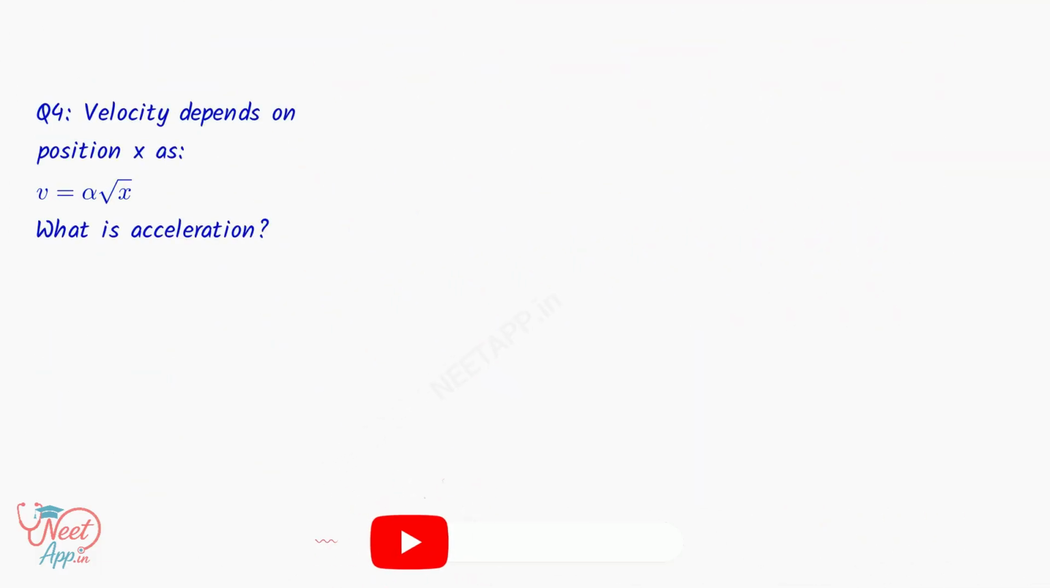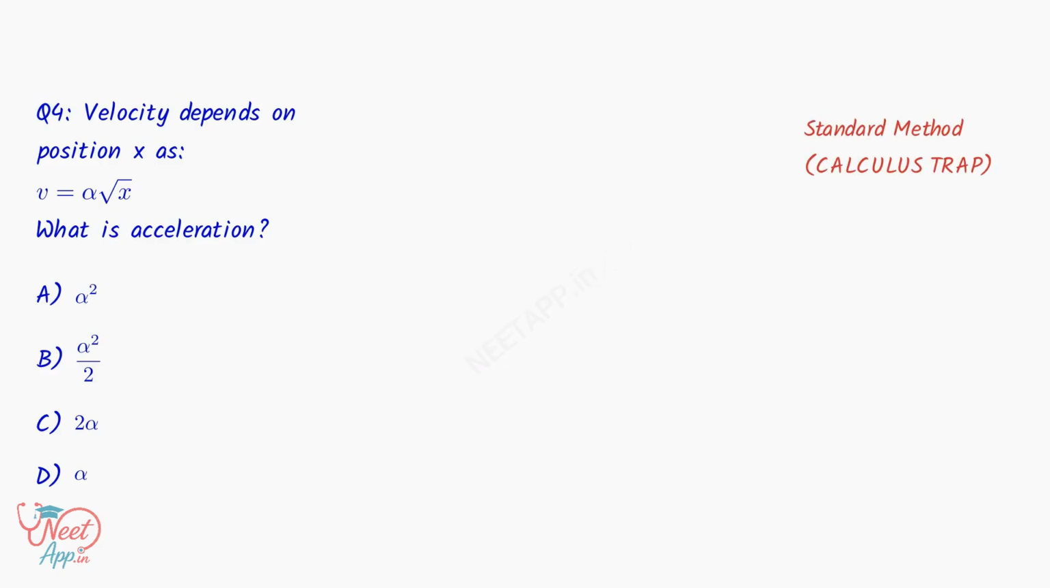Solve this complex question in 30 seconds. The velocity of a particle moving in a straight line depends on its position x as v equals alpha times the square root of x. What is the acceleration? The standard textbook method is a calculus time trap. You are taught to use the chain rule, a equals v times dv by dx, leading to messy fractional derivatives that eat up your exam time and invite silly mistakes.